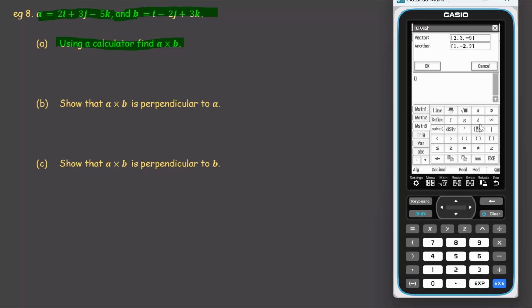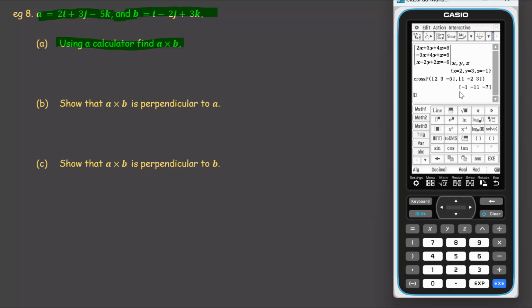and 3. And now we've got those in, we click OK, and we can see we get a vector as the answer. So we can say that A cross B is the vector negative 1, negative 11, negative 7. They're all negative like that. Clearly 1, 11, 7 just goes in the opposite direction to the one that we calculated, and we may well use this rather than the one we calculated.